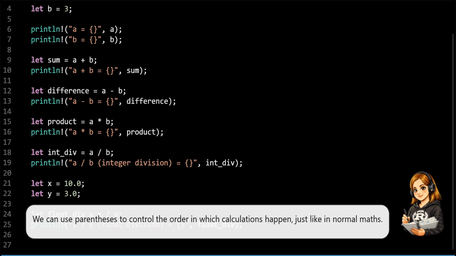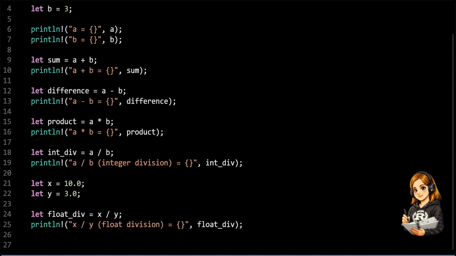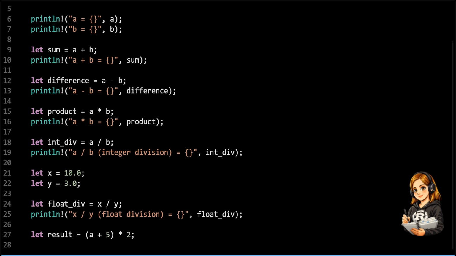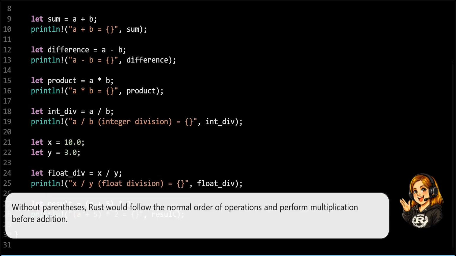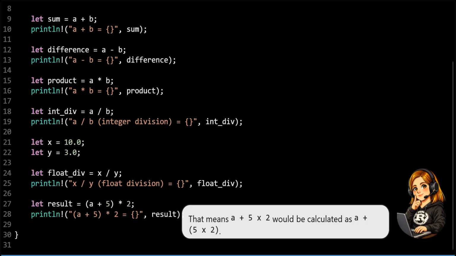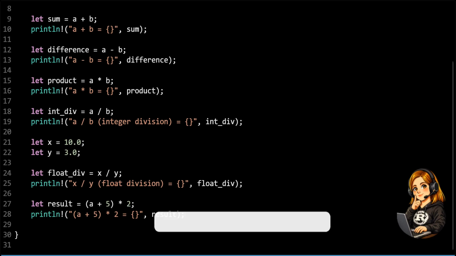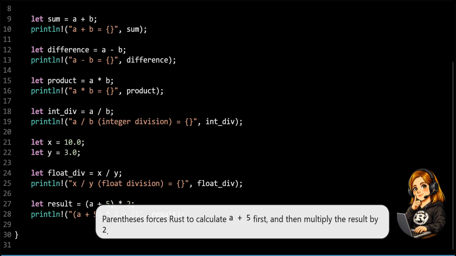We can use parentheses to control the order in which calculations happen, just like in normal maths. Without parentheses, Rust would follow the normal order of operations and perform multiplication before addition. That means a plus 5 multiplied by 2 would be calculated as a plus (5 multiplied by 2). Parentheses force Rust to calculate a plus 5 first, and then multiply the result by 2.